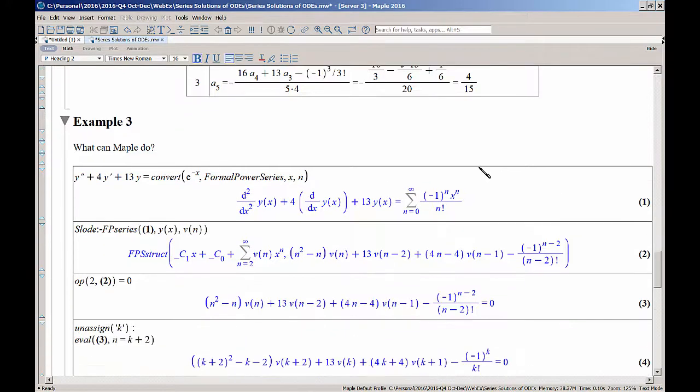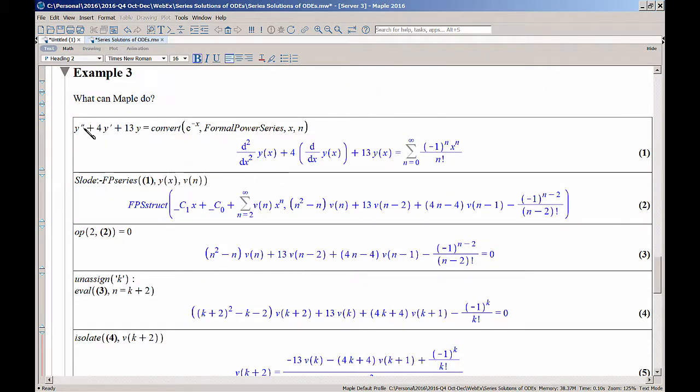Now this is what Maple can do for us. Here's the differential equation. At least that's so far the left hand side. You want the formal power series for e to the minus x, so Maple has that as a convert option, or formal power series in x using n as the index, and so Maple can provide the formal power series for the right hand side. Then in the package, solve linear ordinary differential equation, there is a command, formal power series.